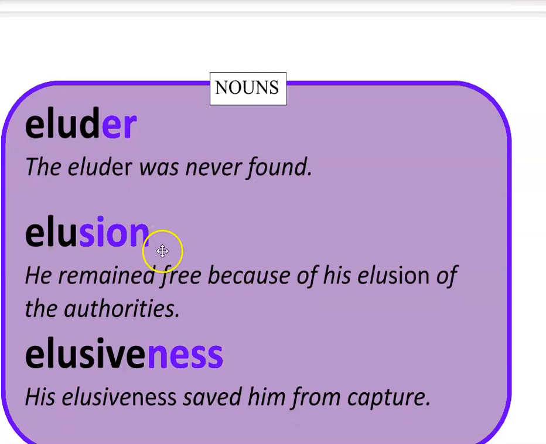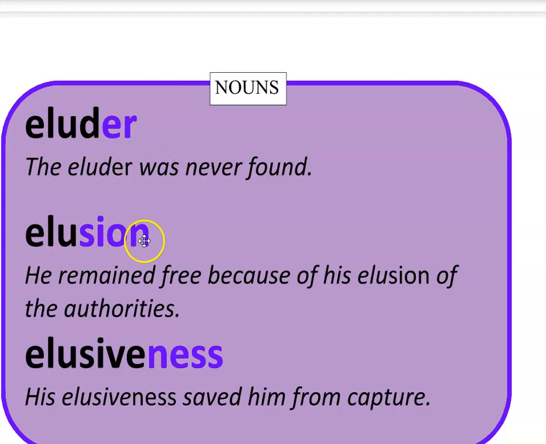And then as nouns, we can add er on the end to be a person. The eluder was never found. A person or thing that would have the quality of eluding would be an eluder, someone who could elude and avoid being captured. In our story, Carter, Sadie, and Bast were eluders of the carriers.